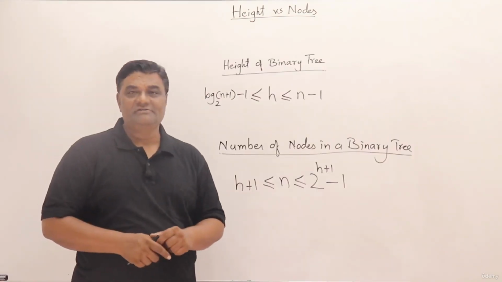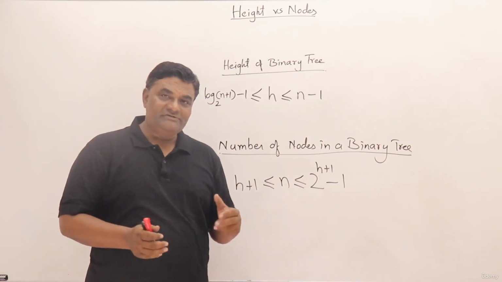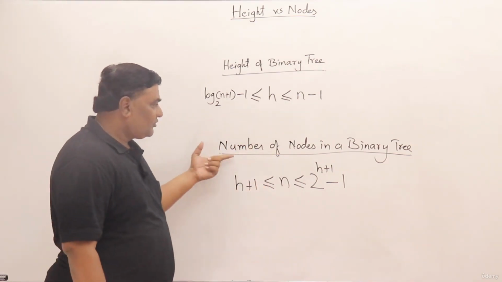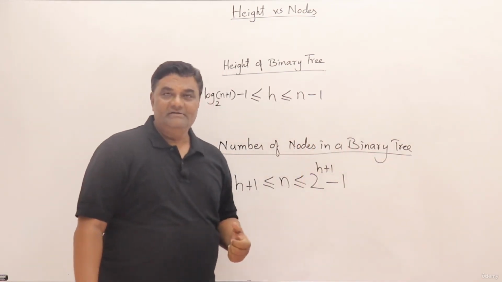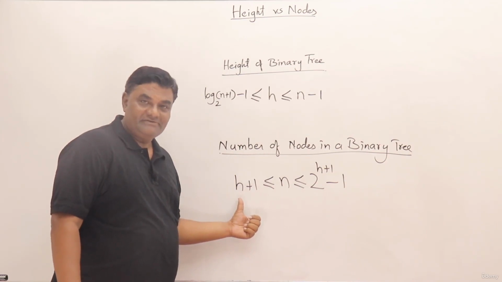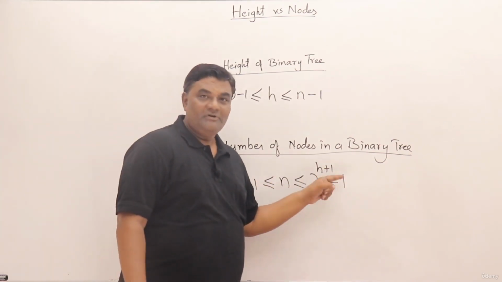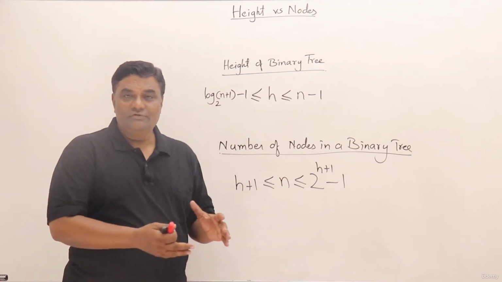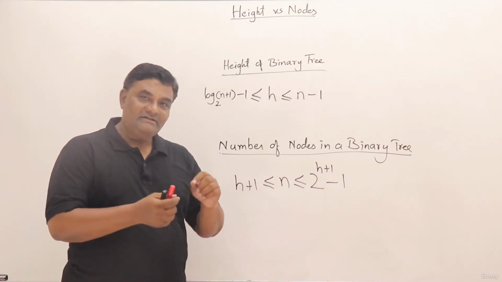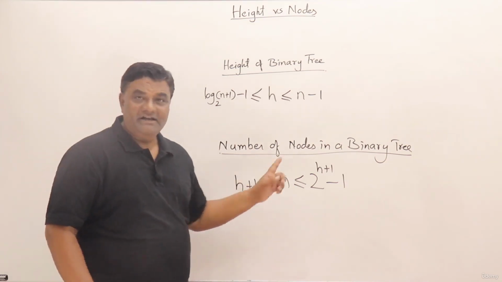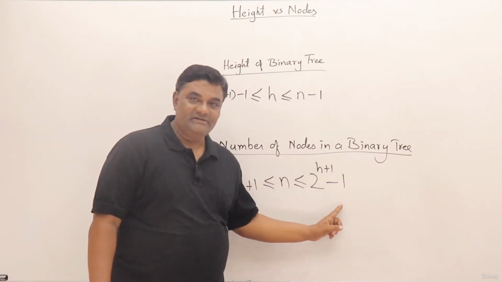Finally, from the observation, we got a range of values. The first formula we saw is this one: the number of nodes in a binary tree. Minimum is h plus 1, maximum is 2 power h plus 1 minus 1. This is based on height. If you know the height of a binary tree, then in that binary tree, the minimum number of nodes can be this many, and the maximum number of nodes can be this many.